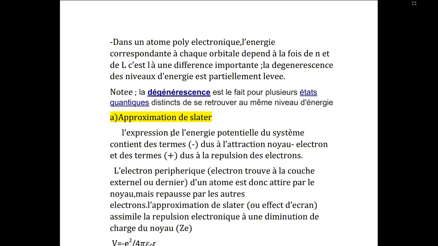In a polyelectronic atom, the energy corresponding to each orbital depends on both the n, the shell which you are in, and the l, the subshell which you are in. So it depends on n and l. This is very important, in such a way that the energy level will be partially increased. So what do I mean?